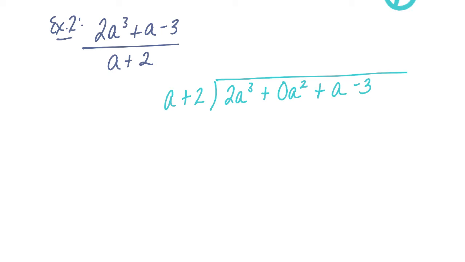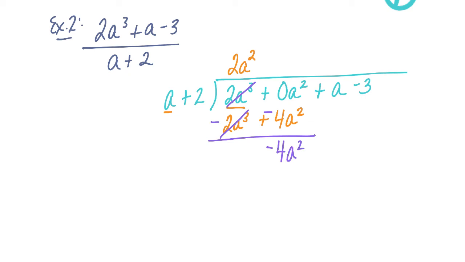And let's do first into first. A goes into 2a cubed, 2a squared. 2a squared times a is 2a cubed. 2a squared times 2 is 4a squared. And remember, we have to change the signs when I add down. 0a squared minus 4a squared is negative 4a squared. Drop the a, and we take first into first.